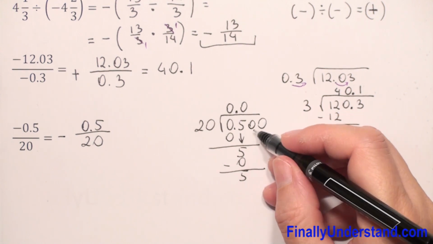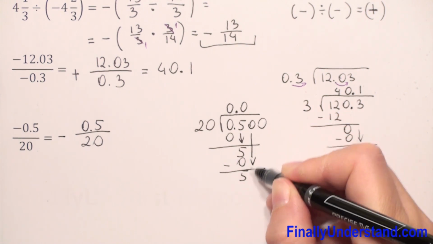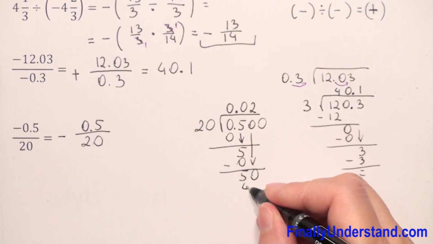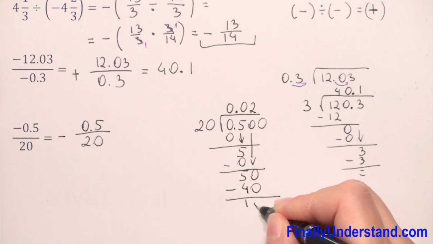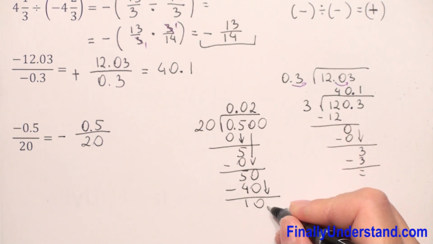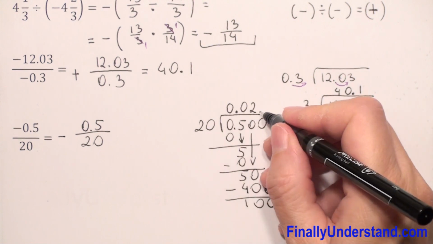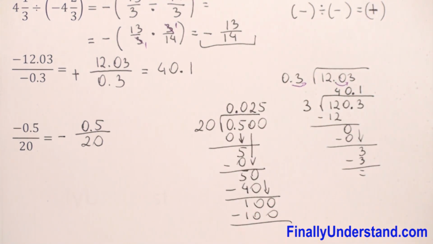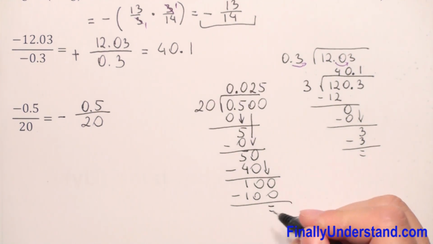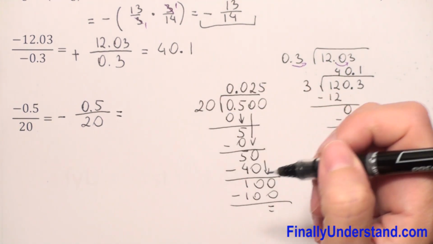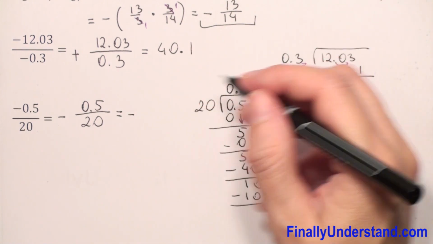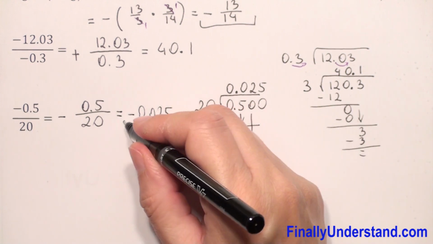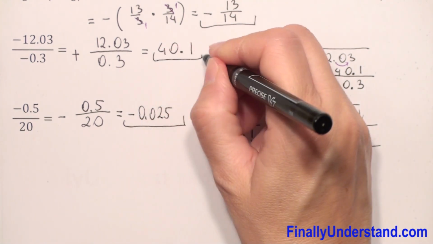Let's put 2. At the beginning, we take down next 0, so it will be 50 divided by 20 is 2. 2 times 20 is 40. Subtraction will be 10. We take down next digit, it will be 100 divided by 20 is 5. So 5 times 20 is 100. Subtraction. We finish long division. We have solution. Negative sign we copy, and we have 0.025. This is my solution.